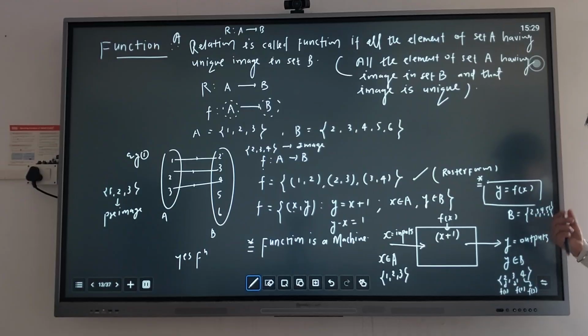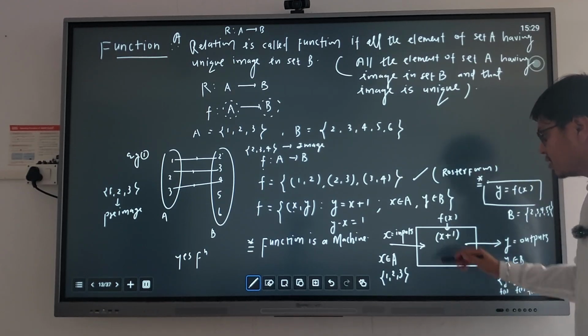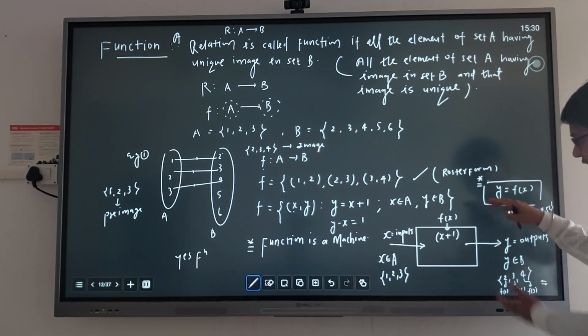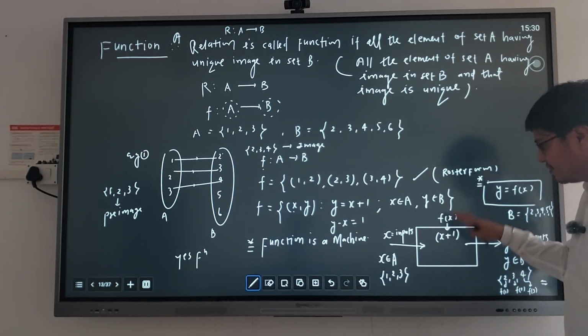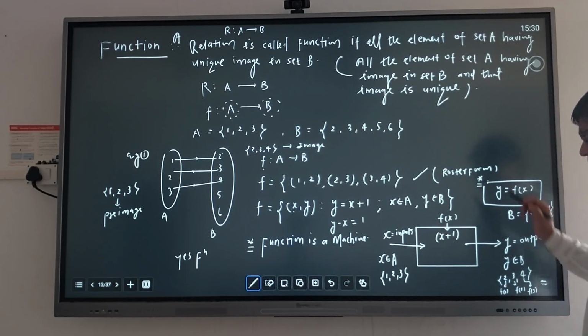That output is called the image. So the output is called the image and the applied inputs are called the pre-images, and this is the processing of a function. But this function only works when all the elements of set A have an image in set B.